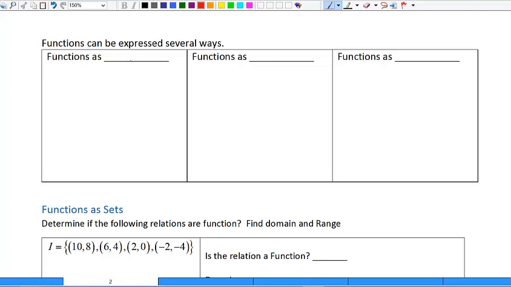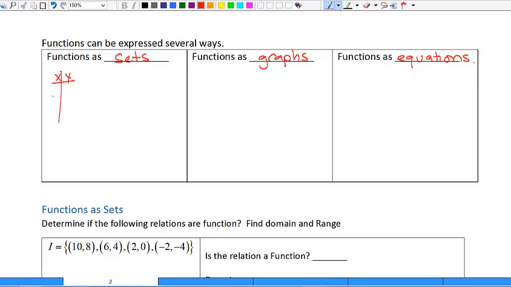Now, functions can be expressed in several ways. We are going to express functions as sets, as graphs, and as equations. Now, functions as sets can look a couple different ways.